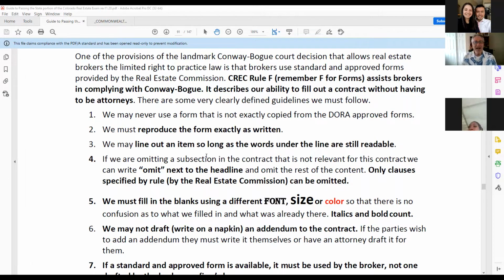We can line items out in the form as long as it's not redacted, right? It's not a government thing you're doing where it's all blacked out. If you're going to line something out, you have to be able to see behind it what was lined out. All right, you can do that.